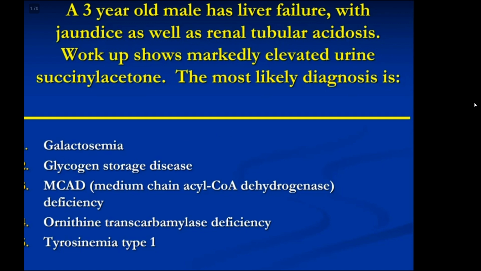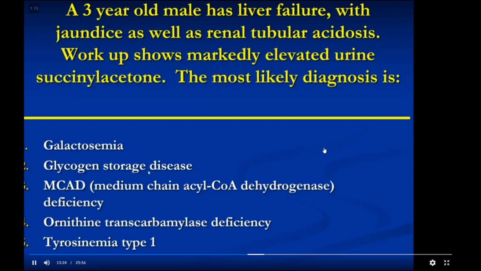So number 1, galactosemia. Now, galactosemia does present with liver failure and jaundice, but it does not have urine succinyl acetone. You don't usually get renal tubular acidosis. You get cataracts and you get E. coli sepsis, which is one of the things I mentioned in the talk. They're obsessed with that. So that's not galactosemia.